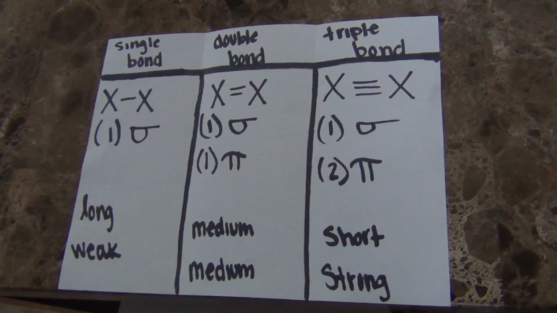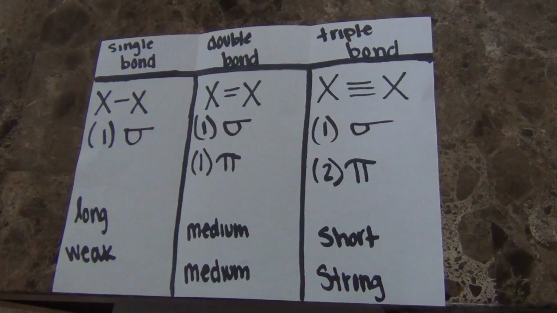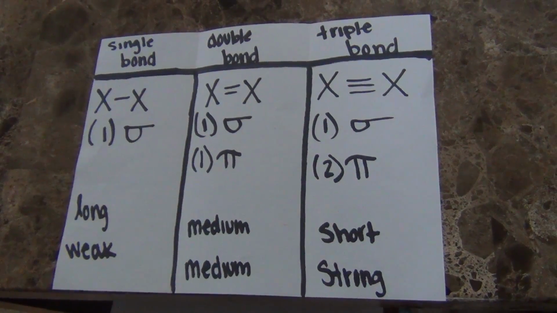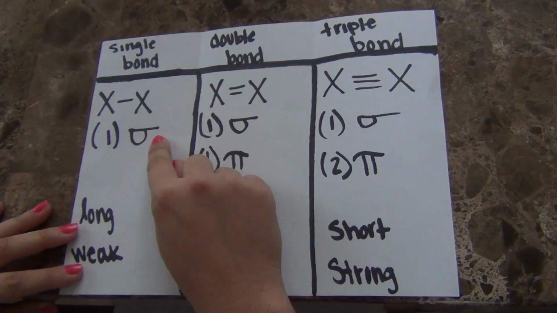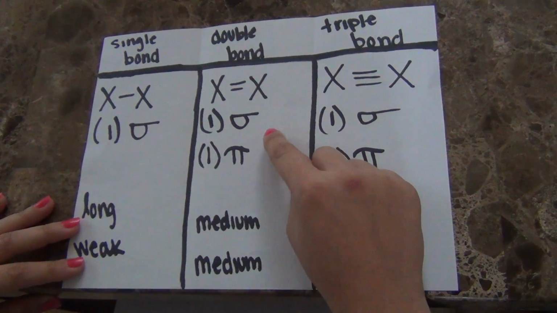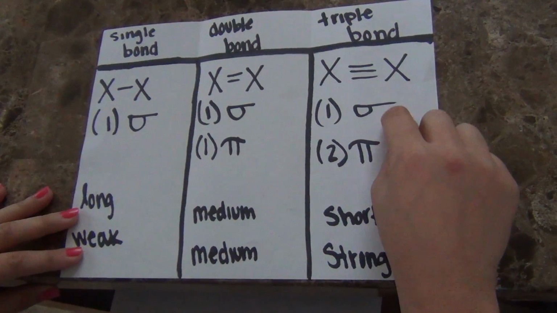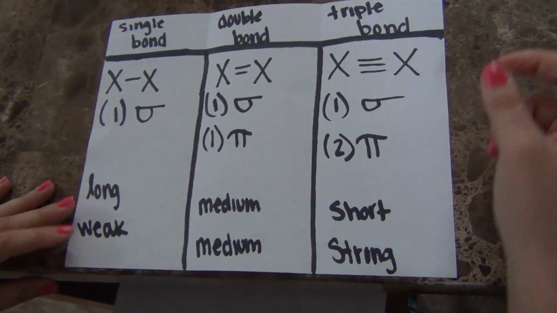All bonds have one sigma, and as the bonds increase, you will add on a pi bond. For example, the single bond has one sigma, the double bond has one sigma and one pi, and the triple bond has one sigma and two pi.